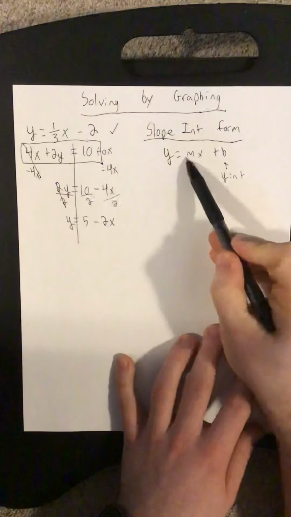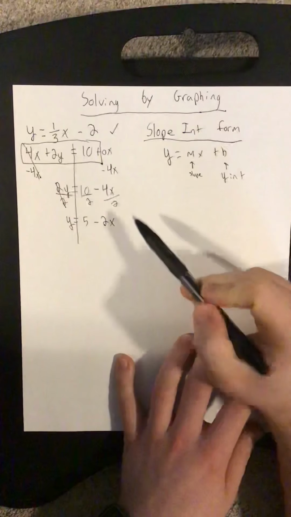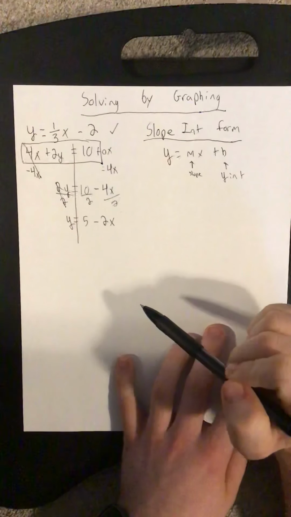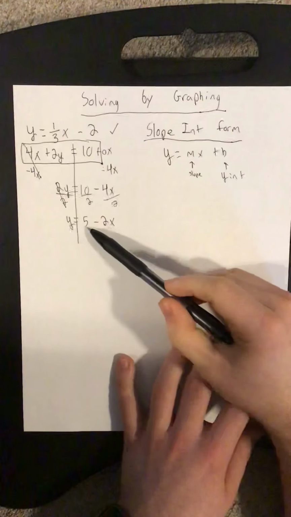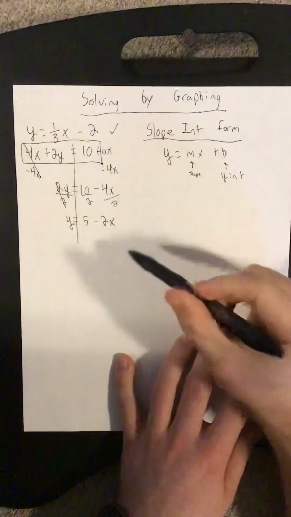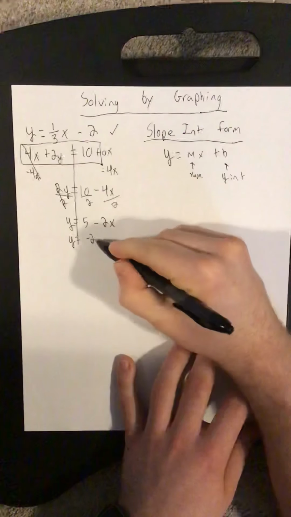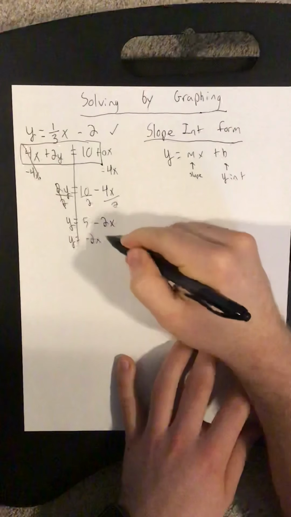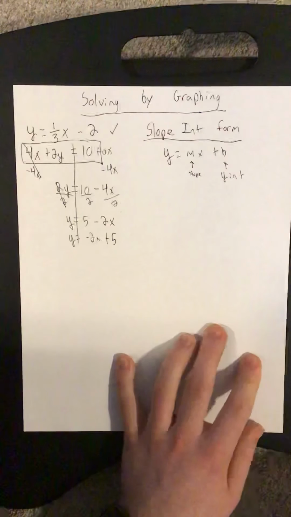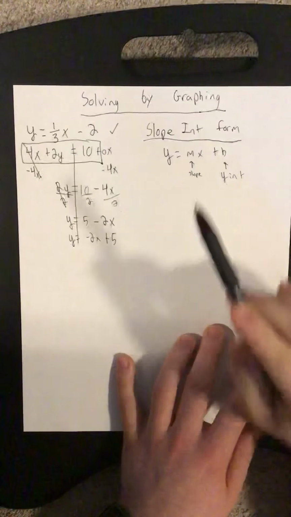Now that's really close to looking like y equals mx plus b, but not quite. So what we need to do is just rearrange the right side. Y equals, and then just put the -2x first, and then the positive 5 behind it. Because 5 minus 2x is the same thing as -2x plus 5. So that was step 1. Put it in slope-intercept form.